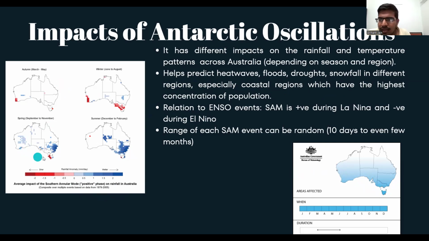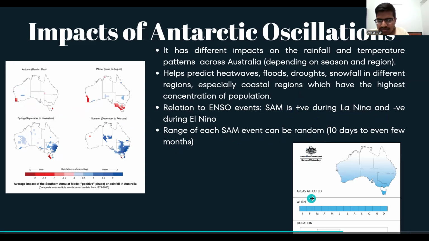During spring, the SAM's effect on rainfall can resemble a weak summer pattern. A positive SAM decreases the chance of heat waves in southern Australia, while SAM has little effect during autumn, but a positive phase can decrease the chance of extreme heat in northern and central Australia. This Antarctic oscillation is often related to ENSO events. SAM is positive during La Nina and negative during El Nino. The range of each SAM event can be random, ranging from 10 days to even a few months.